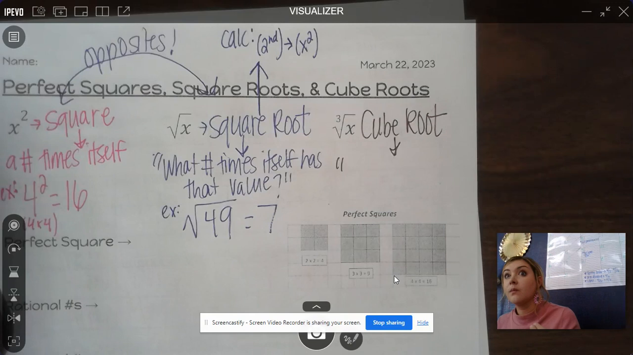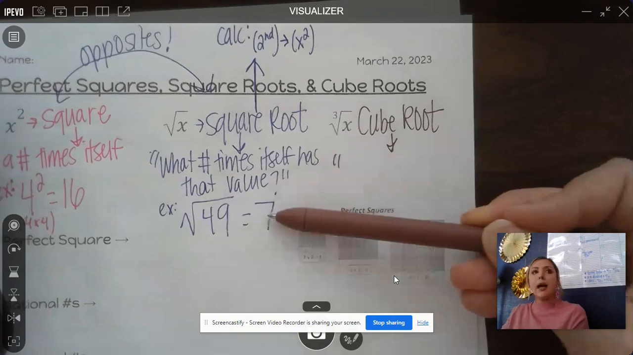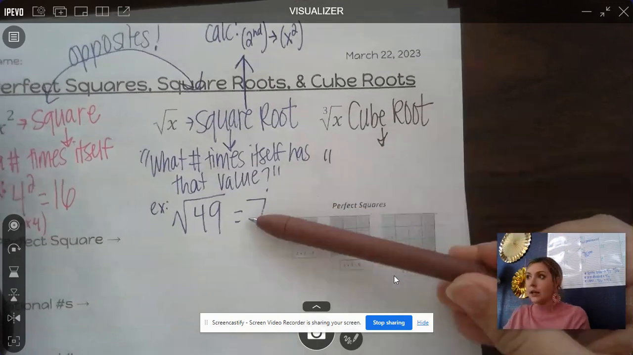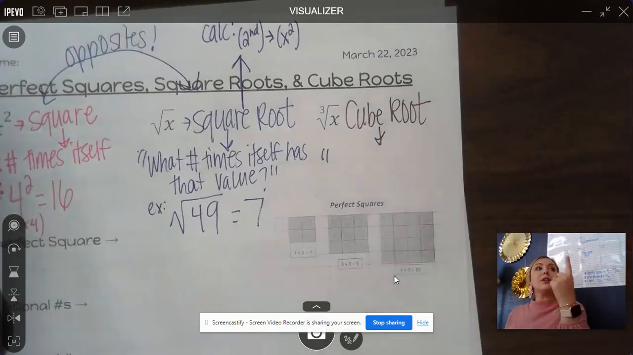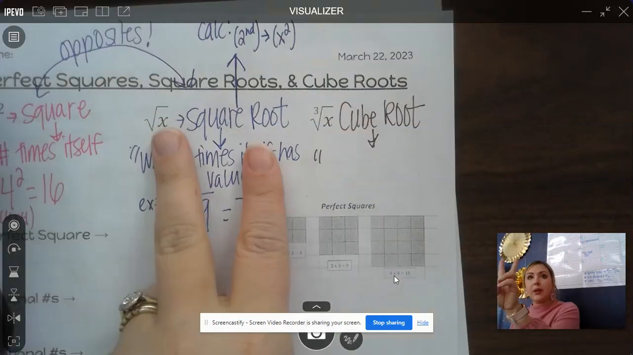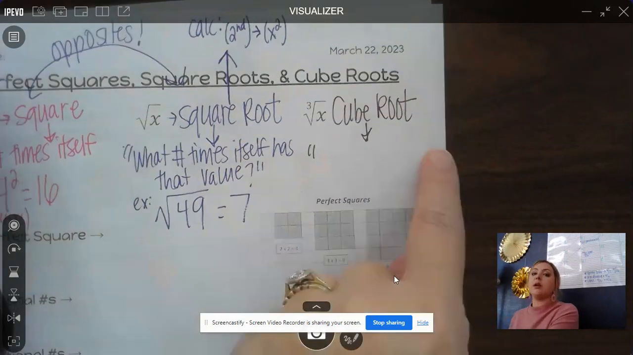How many squares is this? We're on the right track. So if this number is 7 times 7 to get the value of 49, this is going to be what number times itself is that value. I know that sounds like a weird question. You could say times itself 3 times, or times itself times itself, because the exponent is 2 for square root, and the exponent is 3 for cube root.